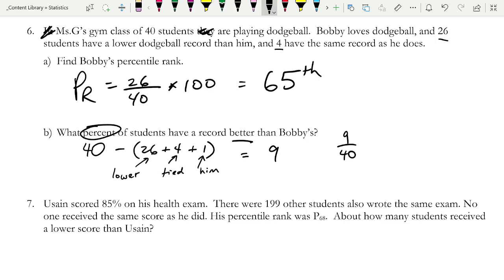9 out of 40 times 100. And I don't remember what that number is. Is it 22.5? That number seems to be in my head. I think that's right. 9 divided by 40 is, yep, 22.5%.